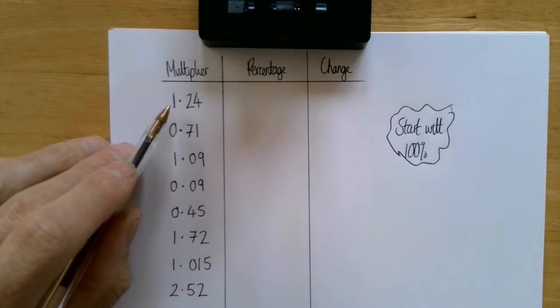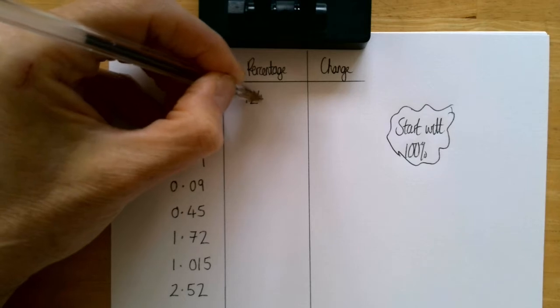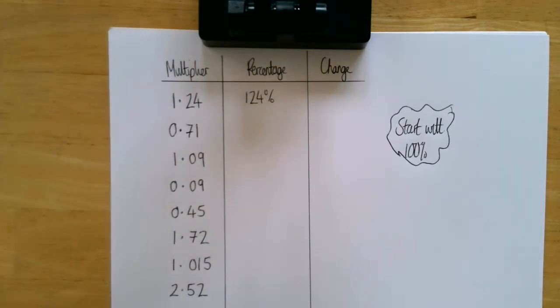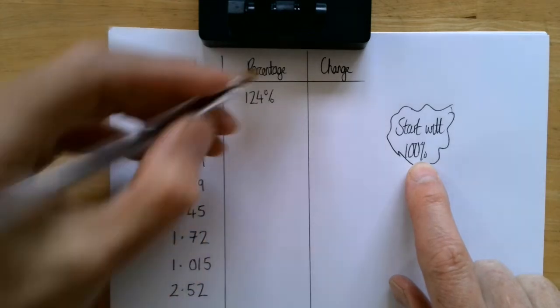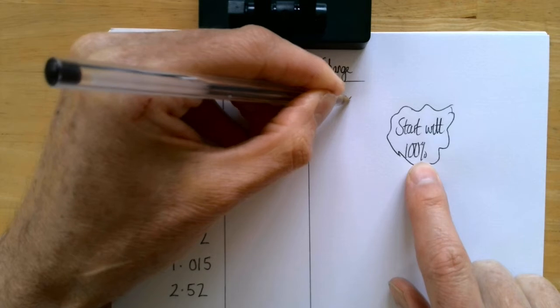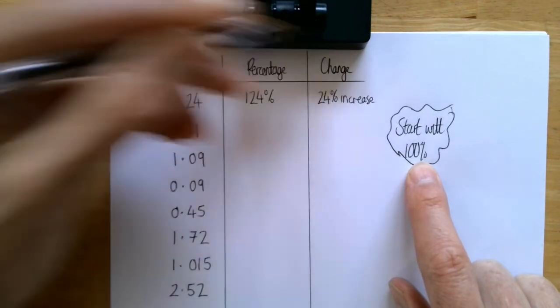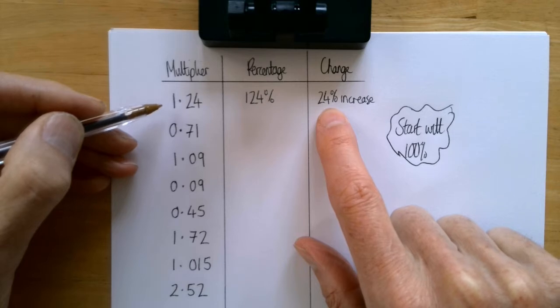So a multiplier of 1.24 is the same as a percentage of 124%. And you remember that the value you started with is always 100%. So that means that we must have had a 24% increase. So if you've used a multiplier of 1.24, you've increased whatever value it was by 24%.